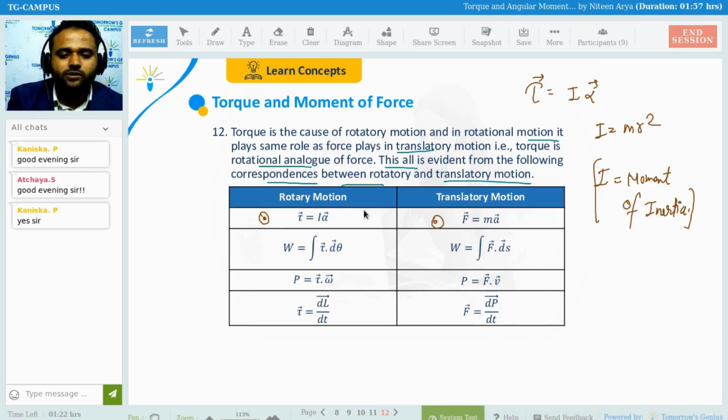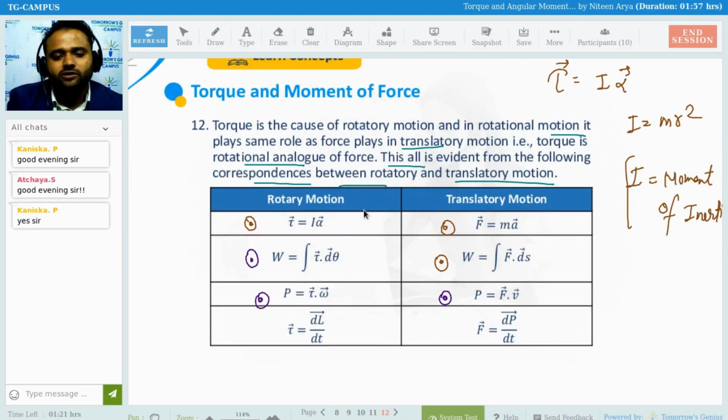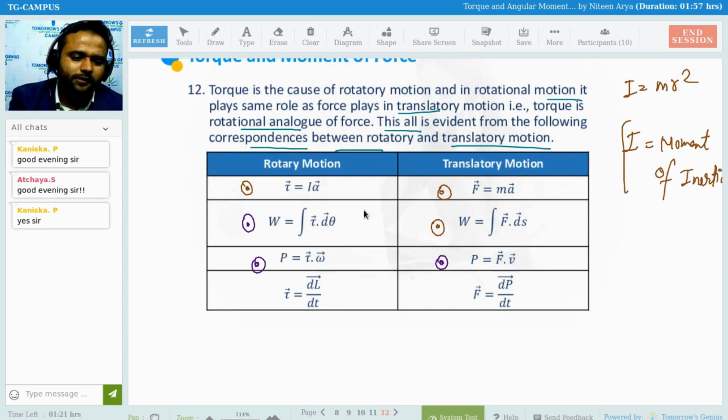As we know, work done equals F into ds. In the same sense, we have work done equals torque tau into d theta, because theta is the displacement. In the same sense, we have power, which is torque into velocity. We already proved that power equals force into velocity. In the same sense, we have power in rotation, which is torque into omega. Similarly, torque is dL by dt, where L is angular momentum, r cross p.